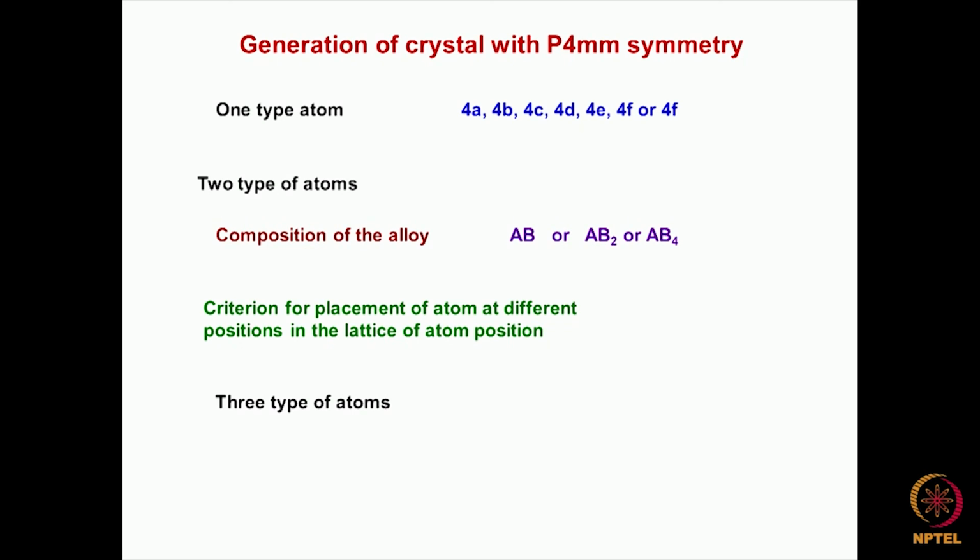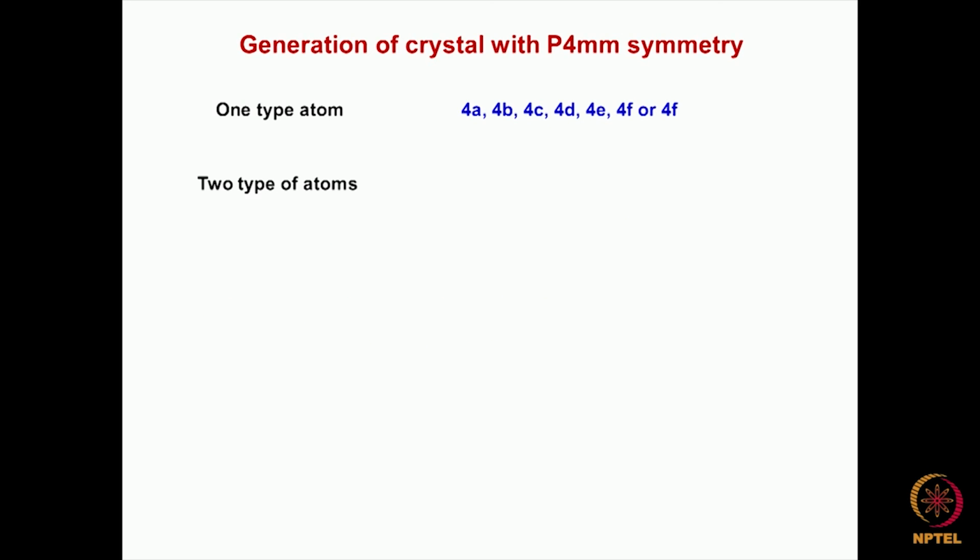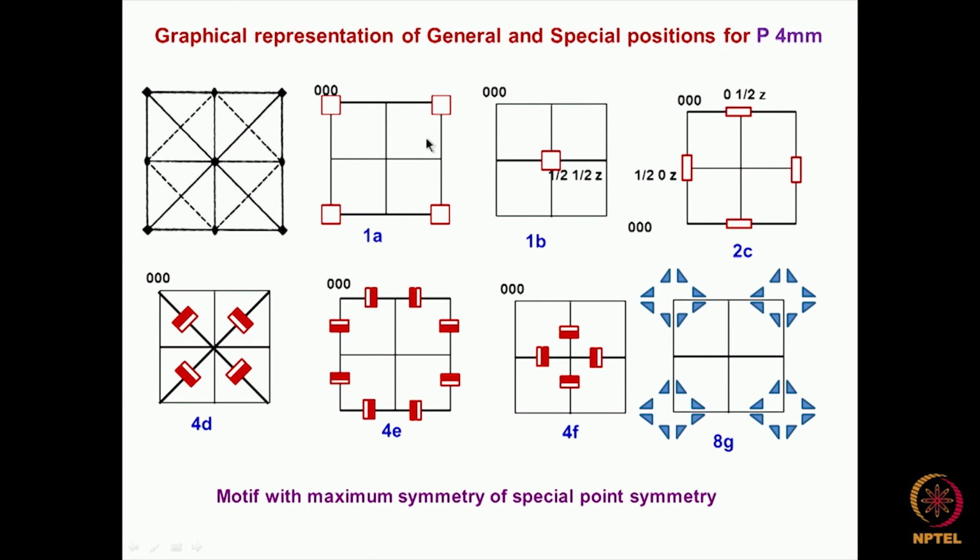Suppose there are 3 atoms, then also you can try to find out. Like here if you take the 3 atom case, A atom can occupy this position. If B atom occupies this position, it will be AB2. If C atom occupies these positions, then AB2C4 will be the composition of the alloy, right.